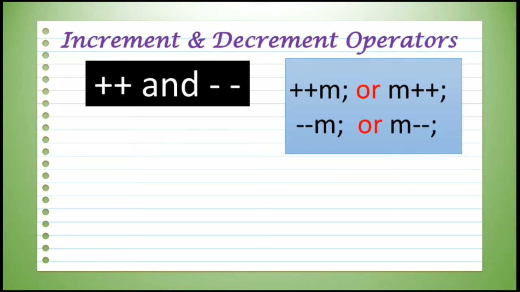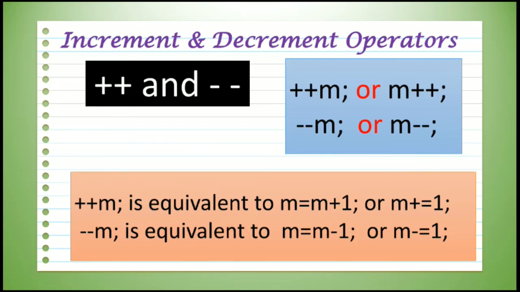++m is equivalent to m = m + 1 or m += 1. Similarly, --m is equivalent to m = m - 1 or m -= 1.